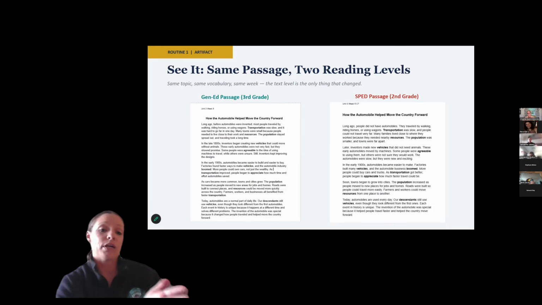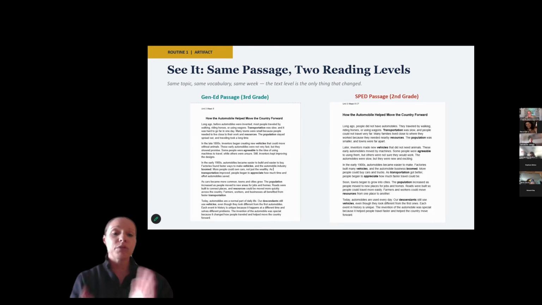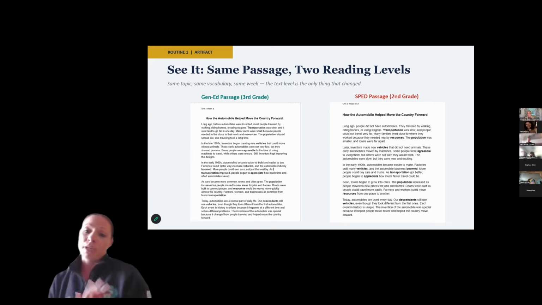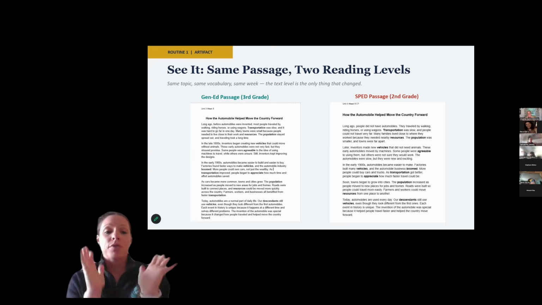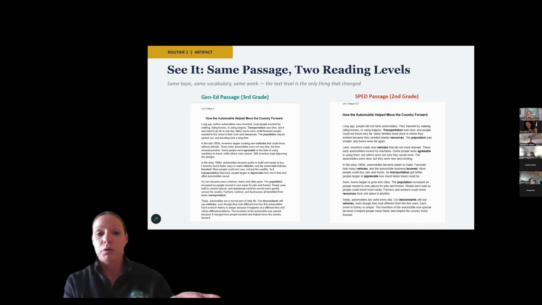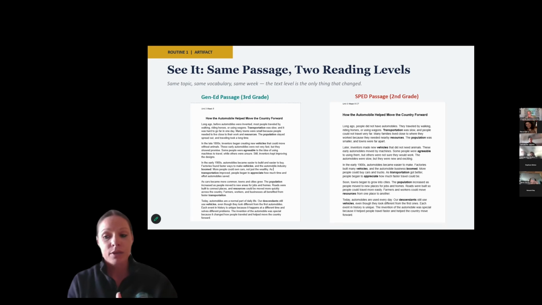So this is a look at the 2 different passages. Like I said, I had 2 different groups in my classroom. We had my gen ed population and I had my special ed population. This passage came from our unit that we were doing in Wonders. The unit was called Moving America Forward, and it was about Henry Ford and the Model T and how that helped move history forward in America.